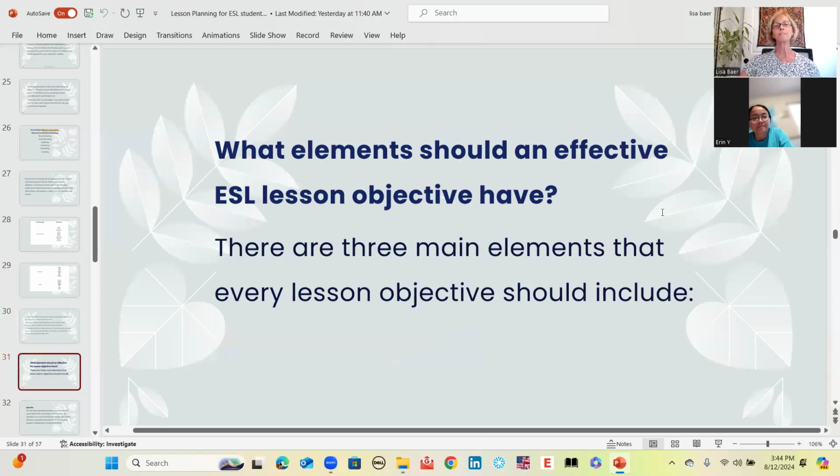What elements should an effective ESL lesson objective have? There are 3 main elements that every lesson objective should include.